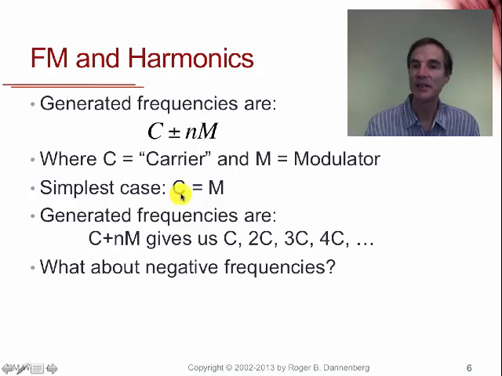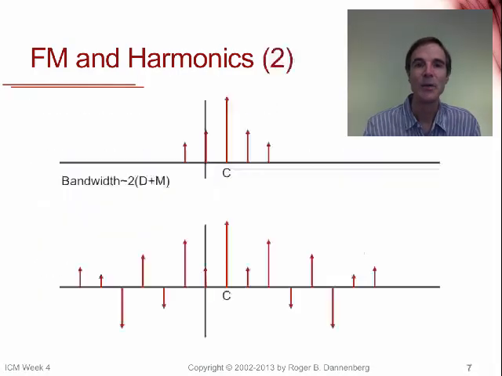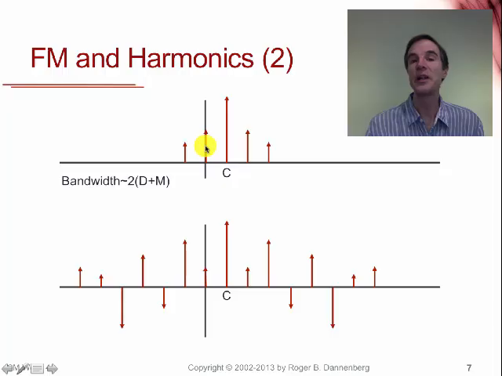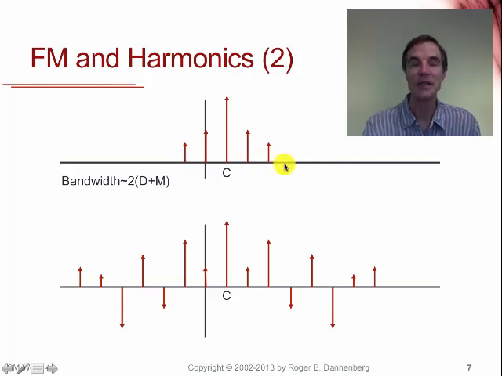The simplest case is carrier equals the modulator, and so that gives us the carrier and twice the carrier, 3 times the carrier, and so on the plus side. But what about negative frequencies? Well, let's look at this diagram. Here's the carrier at a fairly low frequency, and we're modulating by the carrier frequency. So carrier minus the modulator is 0. Minus twice the modulator is actually minus the carrier. And then we have these upper frequencies as well.